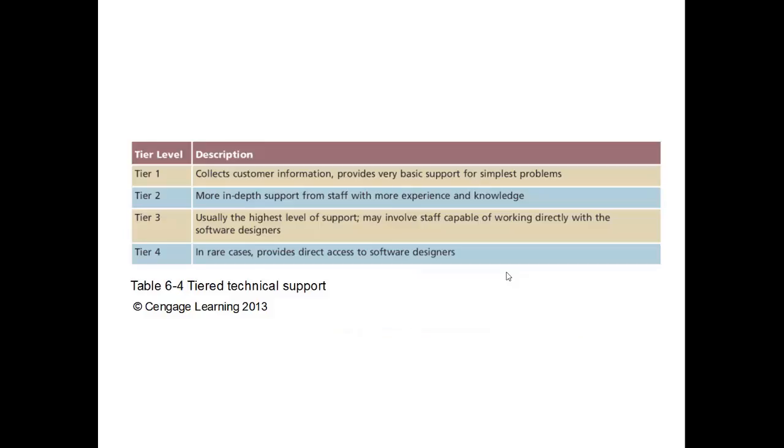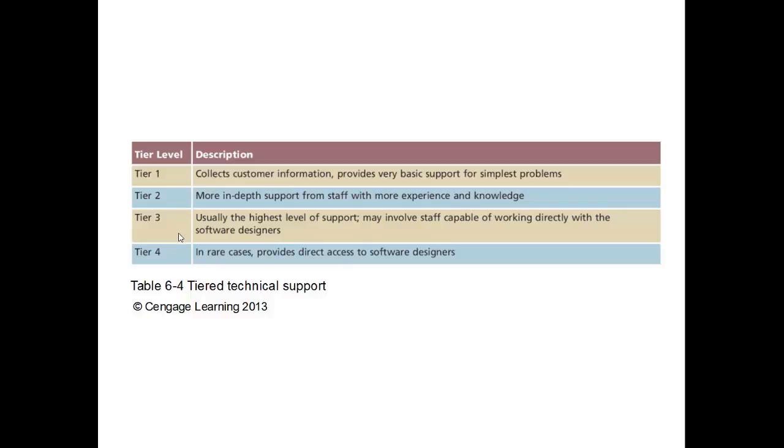On this table we have a brief description of the various tiers and what they would do. So for Tier 1, collecting customer information, providing very basic support for very simple problems. If that escalates, it goes to Tier 2, the more in-depth support from staff with more experience and more knowledge. As that escalates, it goes to Tier 3.